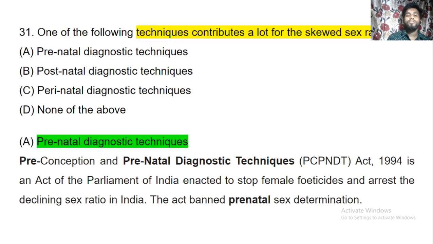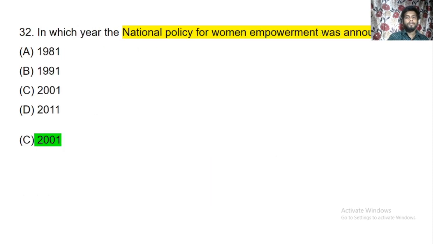Which one of the following techniques contributes a lot to the decline in the sex ratio? The prenatal diagnostic techniques. The Pre-conception and Pre-natal Diagnostic Techniques Act, PCPNDT Act 1994, is an act of the Parliament of India enacted to stop female feticide and to arrest the declining sex ratio in India. The act banned prenatal sex determination. So that act was enacted in the year 1994, and it was against prenatal sex determination.